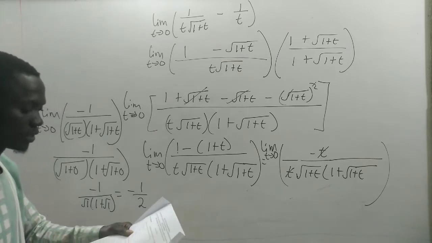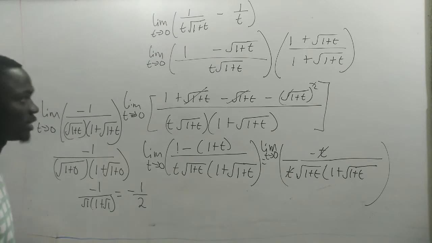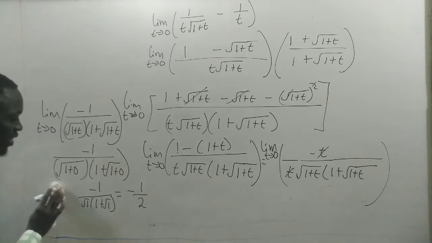We have 1, 2, 3, 4 questions. That is A to D. Very, very simple as that.